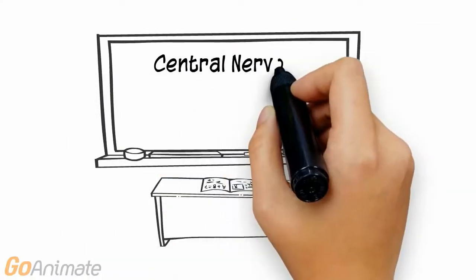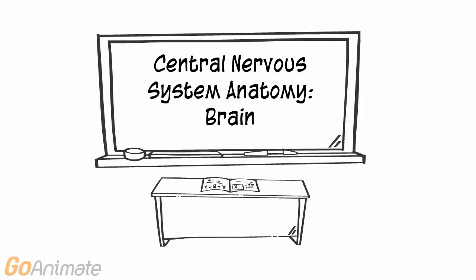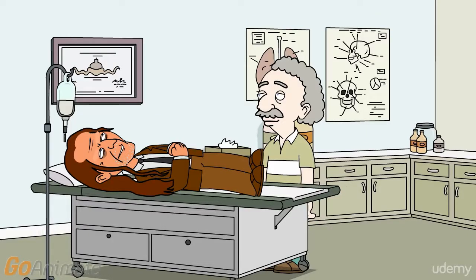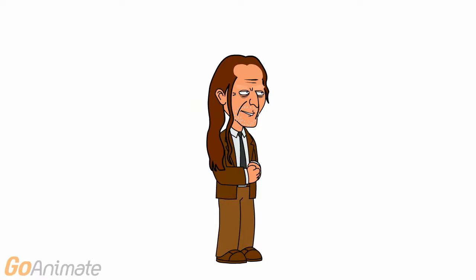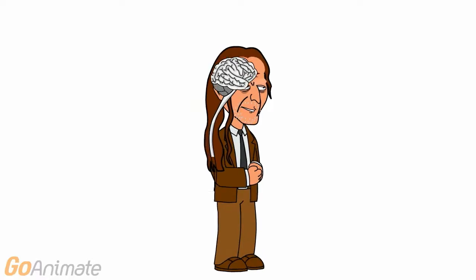Let's learn about the brain. The central nervous system consists of the brain and spinal cord.